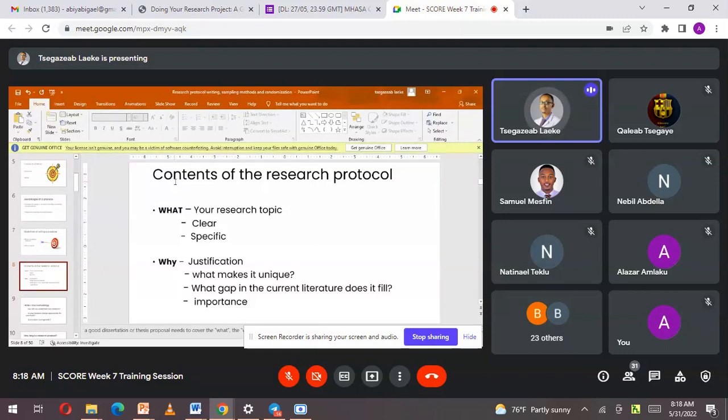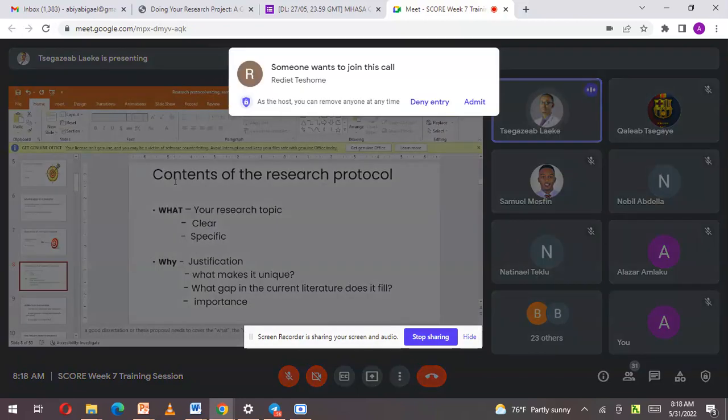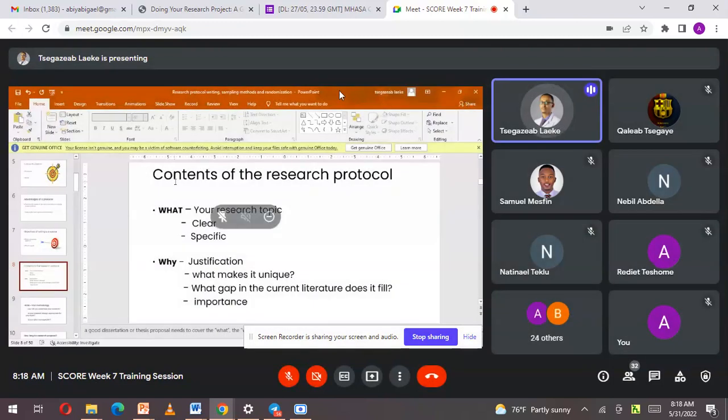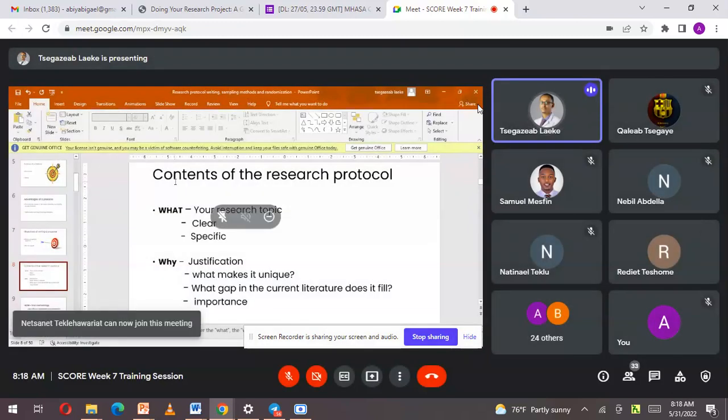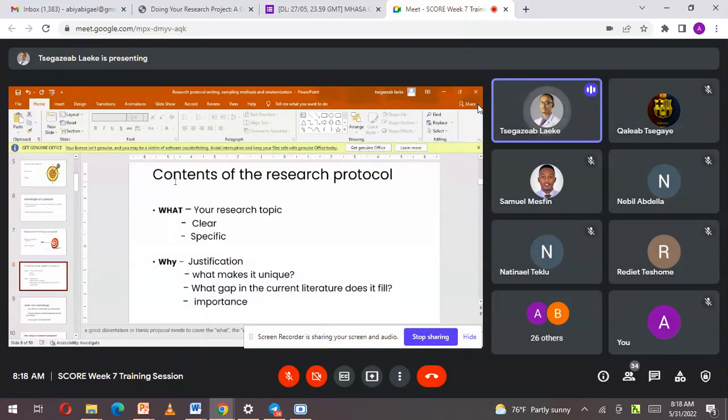So it shouldn't be really vague, and it should also be very specific. It doesn't really have to be a general topic. Let's say that you want to do research on diabetes. You don't have to say "prevalence of diabetes," because when you say prevalence of diabetes, it's a very general term. So your research title should be really concise and also specific.